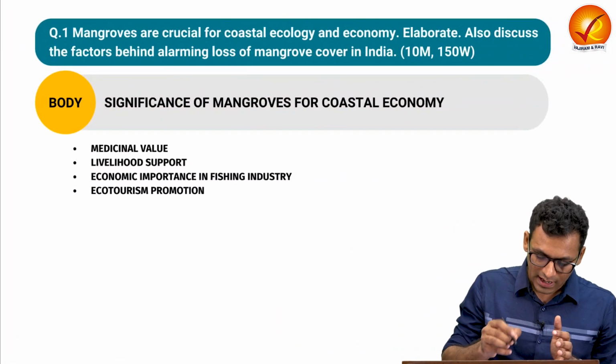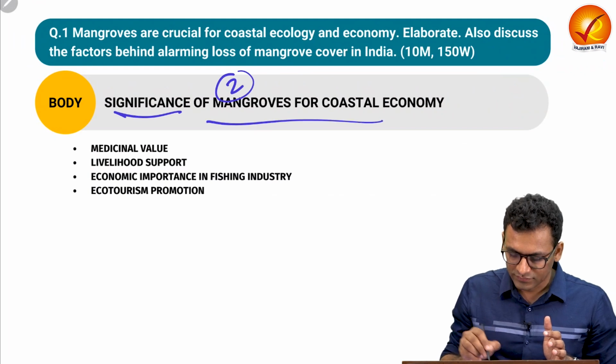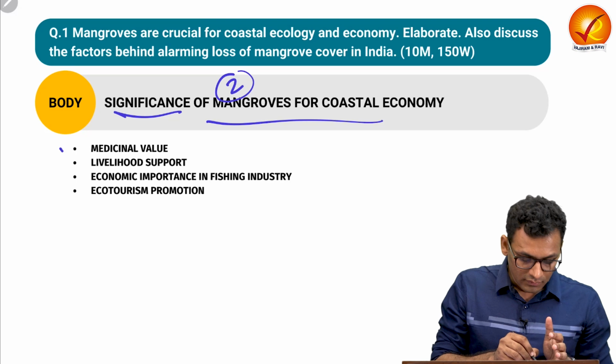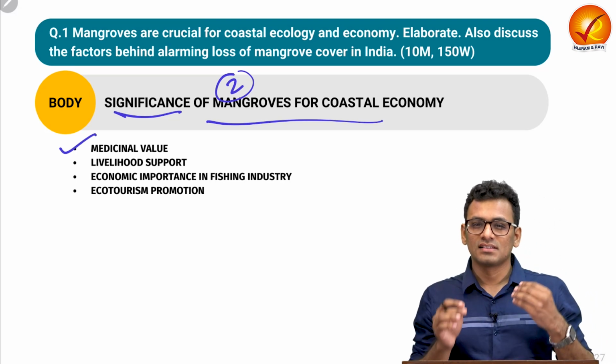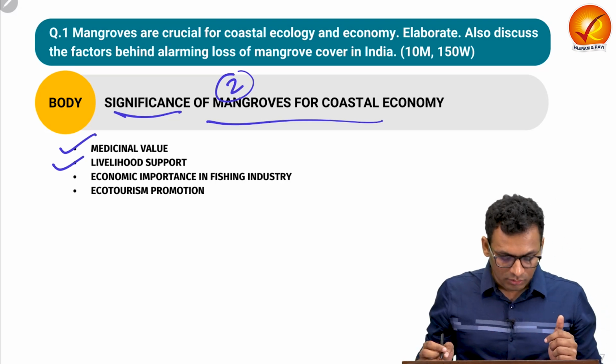Let us move on to subheading 2 of heading 1, the significance of mangroves for the coastal economy. We have seen how they are very crucial for certain medicinal values such as antibacterial features. Next is with respect to livelihood support.